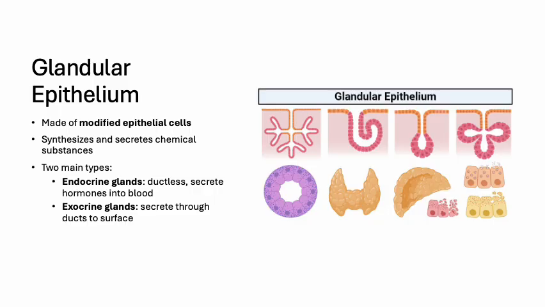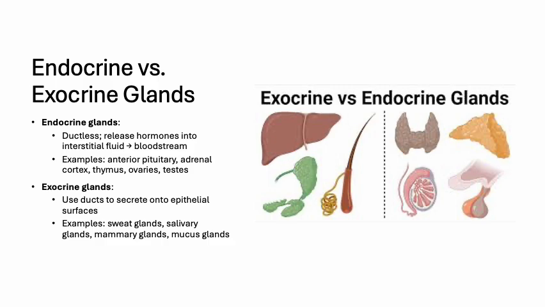By producing substances such as enzymes, hormones, sweat, and mucus, glandular epithelium plays a key role in communication, regulation, and homeostasis. Glands are broadly classified as endocrine or exocrine based on how they deliver those secretions. Endocrine glands are ductless and release hormones into the interstitial fluid, which then enters the bloodstream to reach target organs. Examples include the pituitary, adrenal, and gonads.